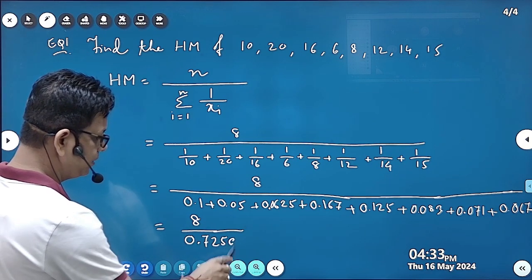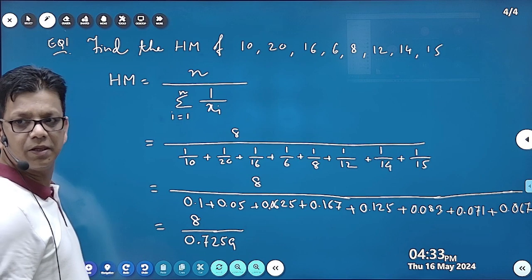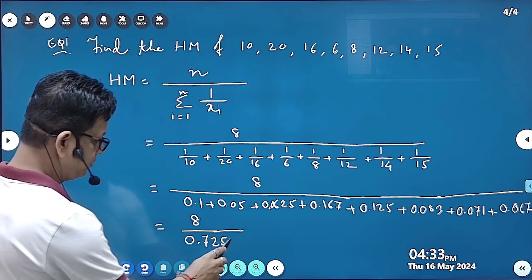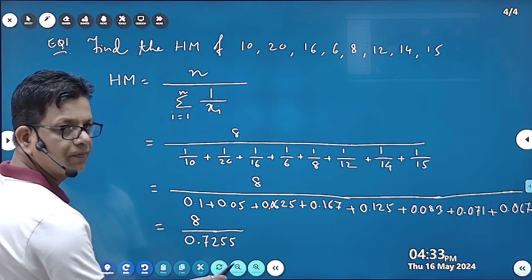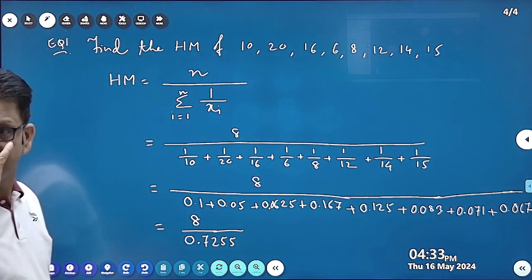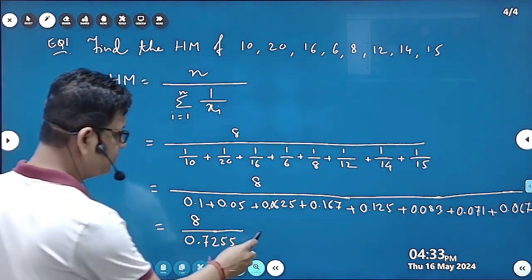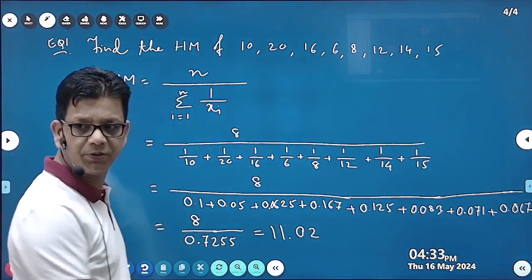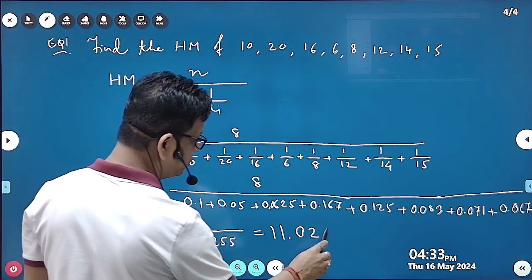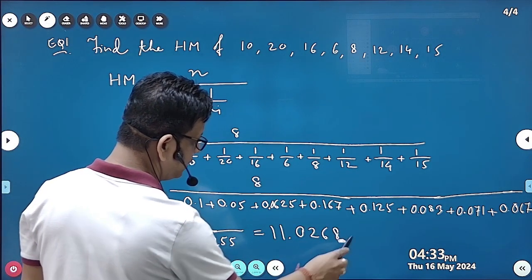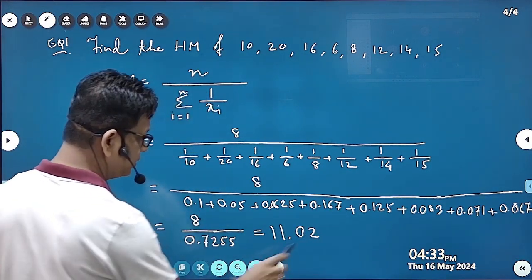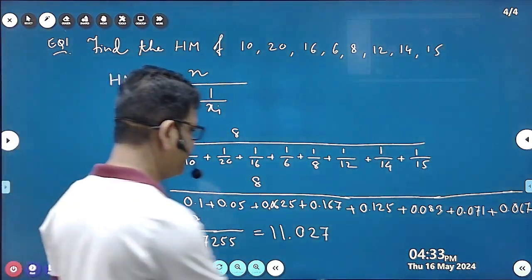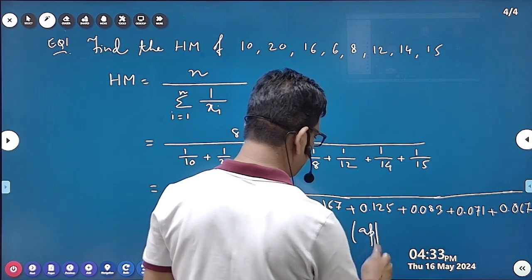This is 9. After 5, this is 5. Okay. Then how much is it? 11.0. How much is 0.? 2, 6. So since the next digit is 8, this 6 can be written as 7. Now, this is an approximate answer. It's not the accurate or correct one, because we had to round off many times.